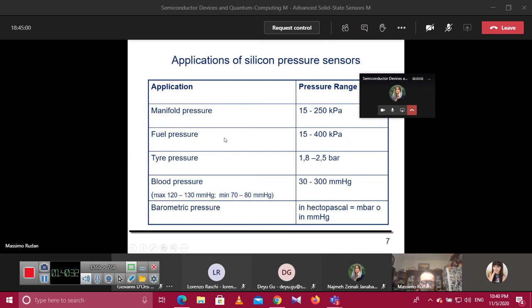Again, there are different ranges for pressure sensors. So a generic pressure sensor may go between 15 and 250 kilopascal. Tire pressure is much less, between 1.8 and 2.5 bar. Blood pressure, I mean, 30 is too little and 300 is too much. So regular blood pressure goes between 80, the minimum, and 120, 130, the maximum, okay?